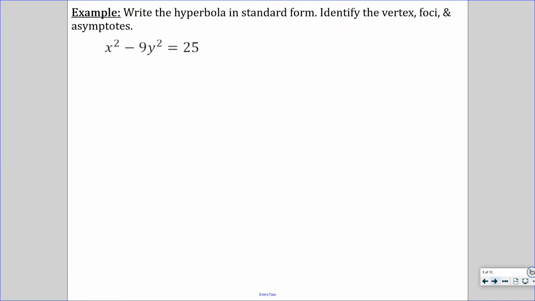The directions here say write the hyperbola in standard form. Identify the vertex, foci, and asymptotes. All right, so the weird one with this one is I have x squared and y squared, and they're being subtracted. So my first instinct is this is a hyperbola. The center is 0, 0. We have to divide by 25 first because it's not set equal to 1. Let's go ahead and divide everything by 25.